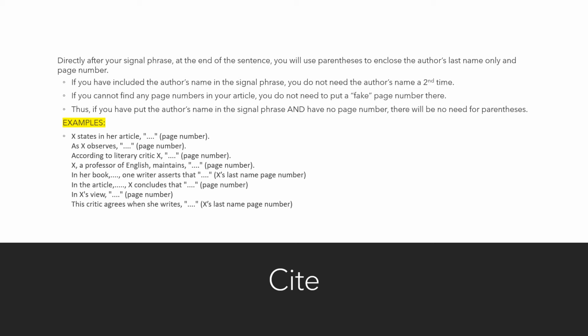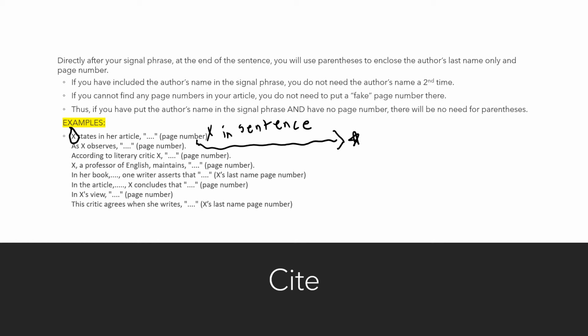Let me show you a few examples and talk about them a little bit. In this first example, X states in her article, and then there's the quote, and X is the name of the author. So X is in the sentence, and therefore all we need is the page number. We don't need X's name again in the parentheses. You can see that happens in most of these examples. Again, these are just a few examples.